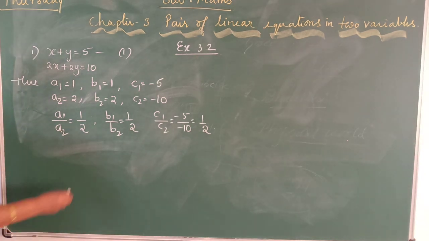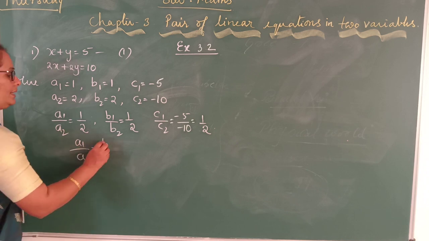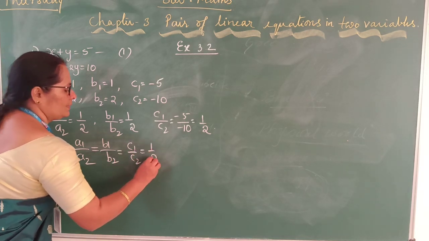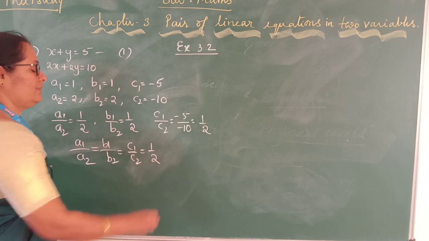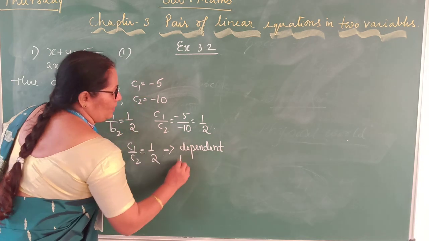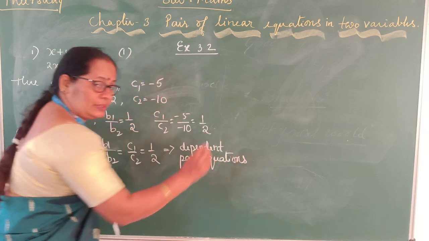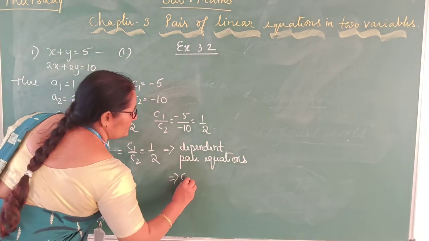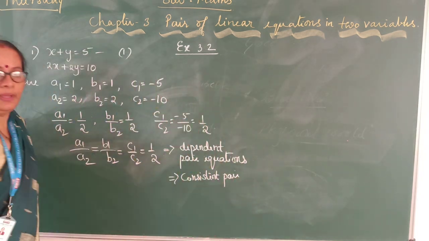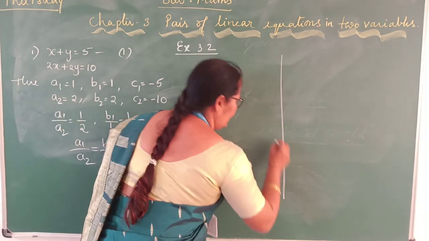All the three ratios are equal. In this case, all the ratios are equal, which is equal to 1 by 2. So, the lines are coincident. We say that it is a dependent pair of equations. This dependent pair of equations is also consistent. So, it is a consistent pair of equations. Now, if it is consistent, we can draw it graphically.